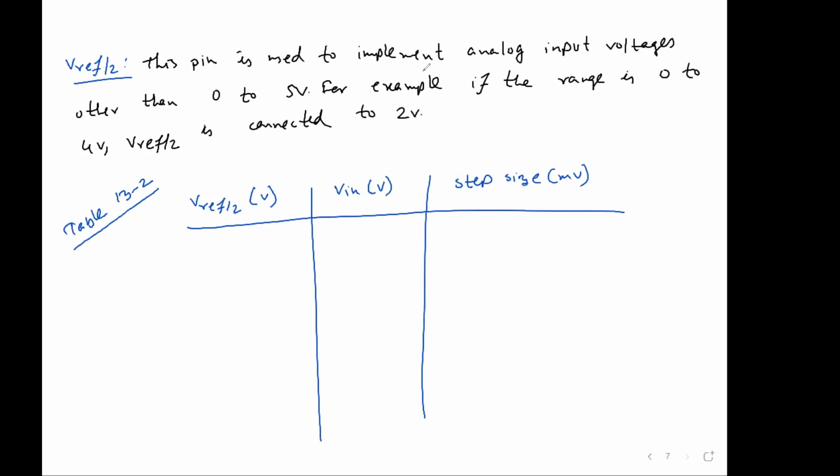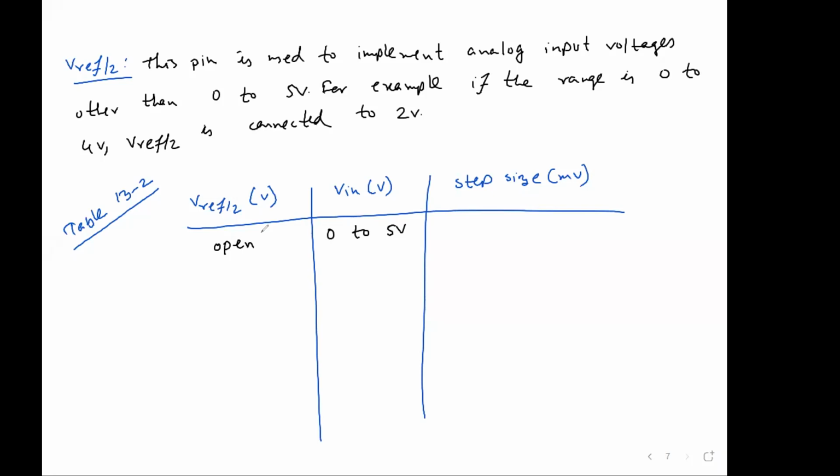So this is the Vref by 2, which is used if our input voltage is any voltage other than 0 to 5 volt. And an example is also given. So based on that example, let us complete table 13.2 and the rest of the things will be very clear to you. So please try to help me, okay? If our V input is 0 to 5 volt, then what will be the voltage which is to be connected to Vref by 2? Can anyone say? The question is, if V in is 0 to 5 volt, to what voltage will Vref by 2 be connected? Nothing. Exactly, it will be open because this is the condition.